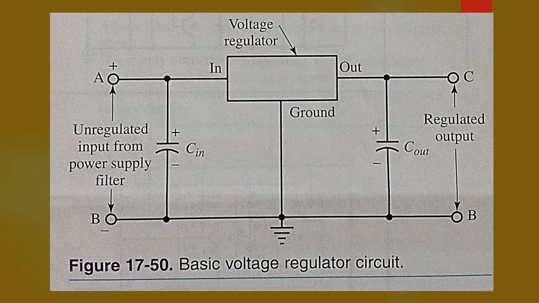It is shown in figures 17-50 and 17-51. The total input of the power supply filter is applied to terminals A and B. Regulator output is across points C and B. The voltage regulator used in figure 17-50 is often called a 3-terminal fixed voltage regulator. A common regulated output voltage can be 5, 6, 8, 12, 15, 18, 24 volts, etc. Various current ratings are also available from manufacturers.